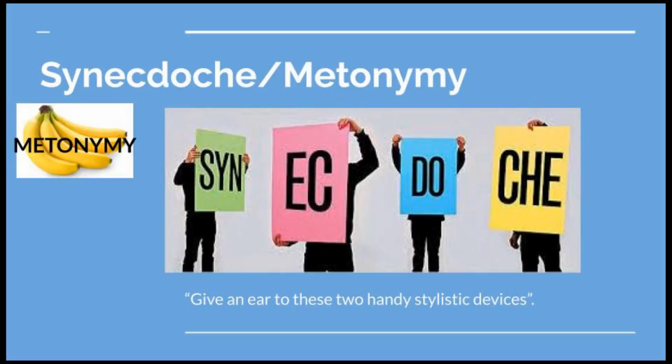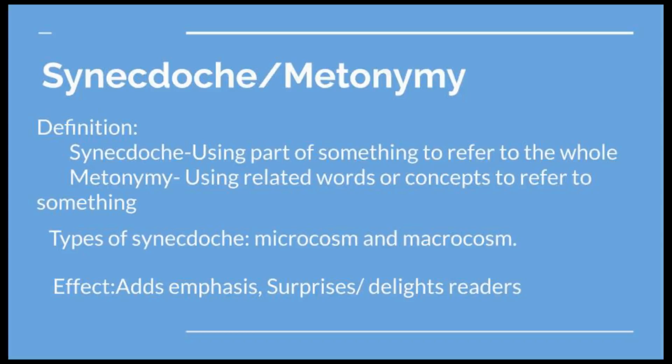Synecdoche and metonymy. The definition of synecdoche is when you're using part of something to refer to the whole. Metonymy is using related words or concepts to refer to something. Types of synecdoche: microcosm and macrocosm. Microcosm is the phrase for synecdoche in which a smaller part signifies a larger whole. Macrocosm, on the other hand, is the phrase for synecdoche in which a larger whole signifies a smaller collection of parts.